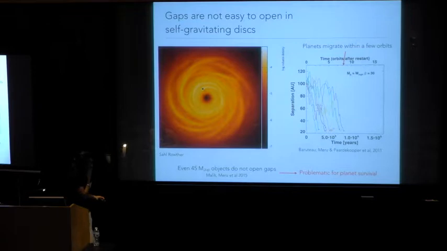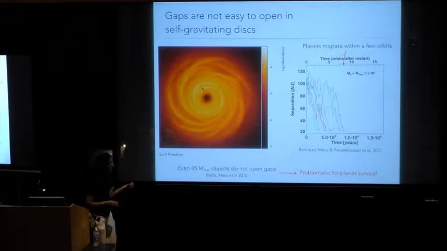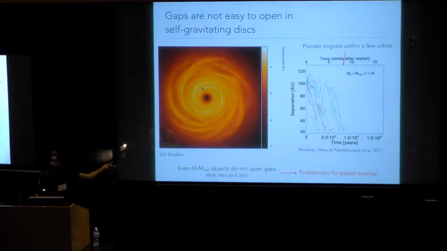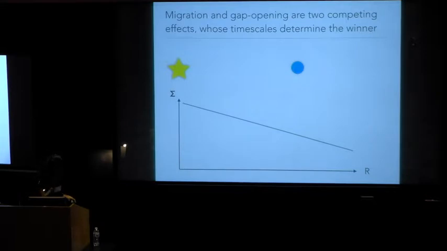In fact, I had another student that looked at this in a little bit more detail, and what he found was that it was really, really hard to open up gaps in self-gravitating disks. Even 45 Jupiter mass objects didn't open up gaps. So this is really, really difficult. And the reason why he was finding this was as follows.